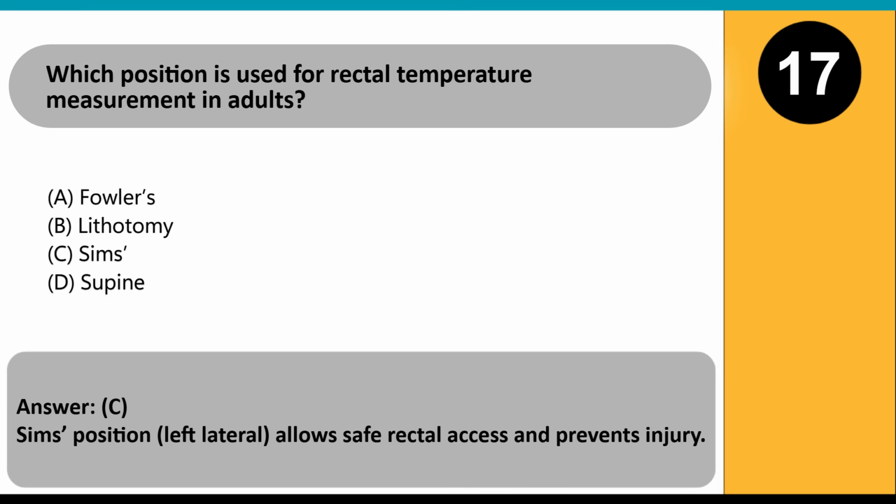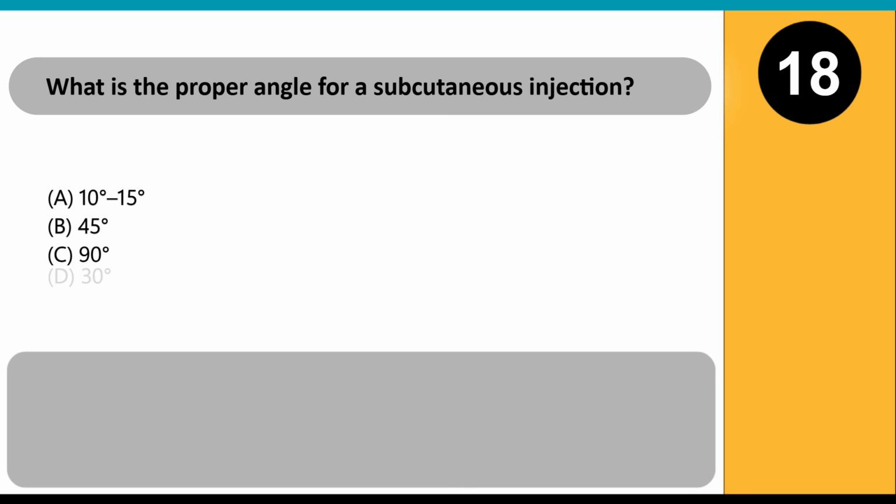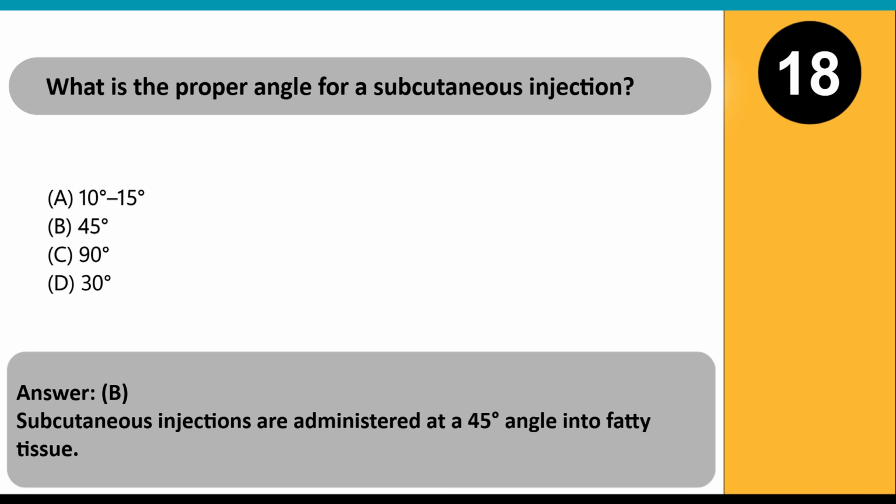Answer C. Sims position, left lateral, allows safe rectal access and prevents injury. What is the proper angle for a subcutaneous injection? A. 10 to 15 degrees. B. 45 degrees. C. 90 degrees. D. 30 degrees. Answer B. Subcutaneous injections are administered at a 45 degrees angle into fatty tissue.